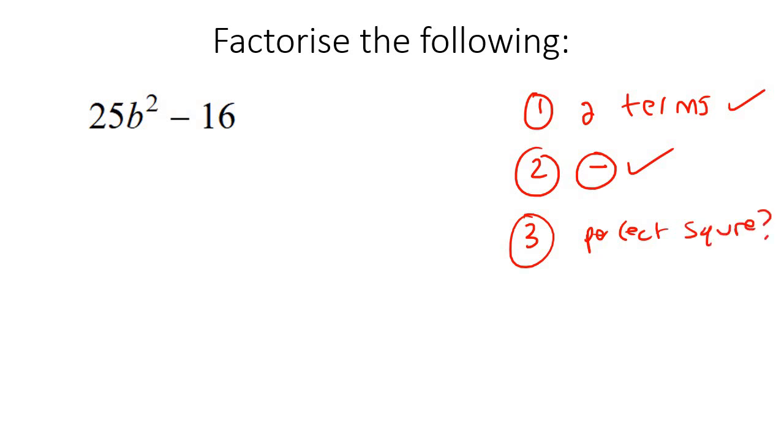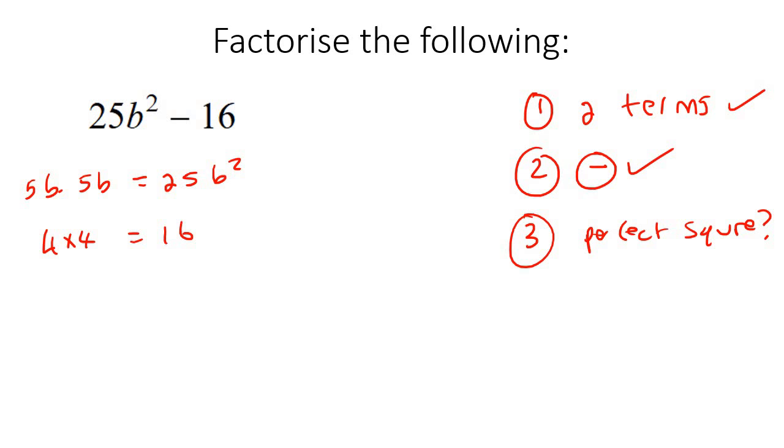Well, let's have a look. 5b multiplied by 5b would give you 25b squared. And then 4 multiplied by 4 would give you 16. So these are both perfect squares.